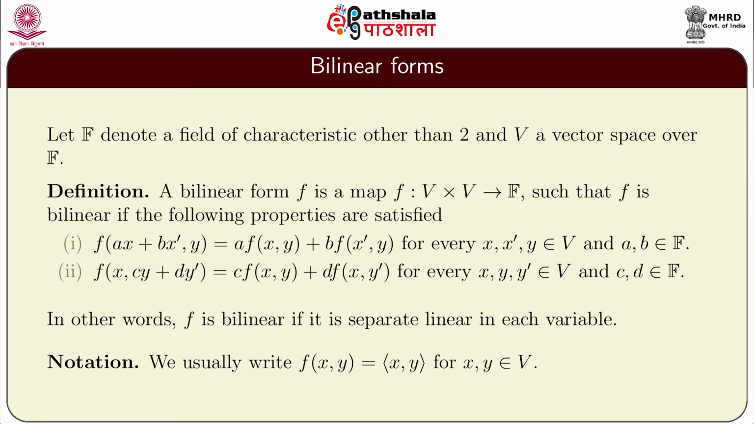This is a standard notation that we use: F of x, y is equal to inner product x comma y. But remember that this may not really satisfy all the conditions of an inner product, but we will see that inner products do fall into this category of bilinear maps.